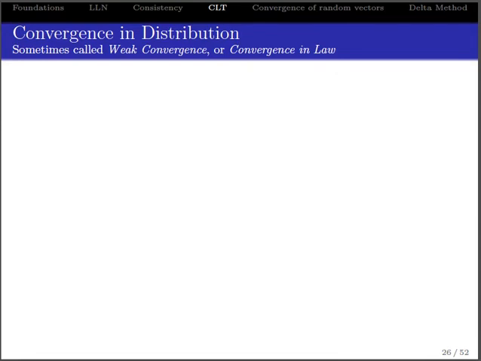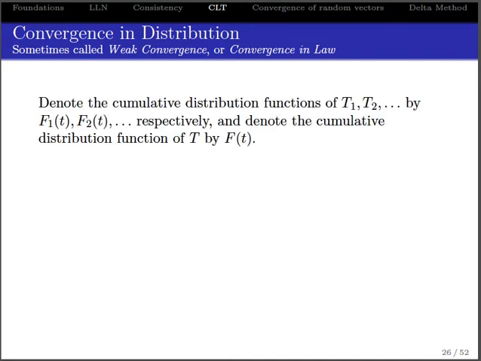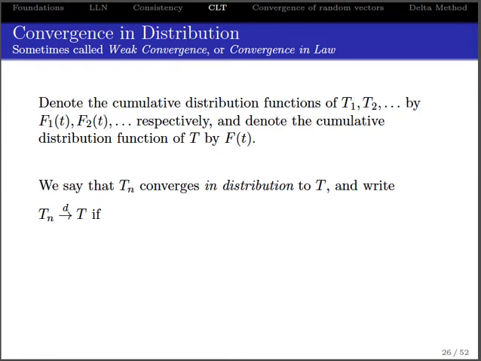The third mode of convergence is convergence in distribution. It's sometimes called weak convergence or convergence in law. Take a sequence of random variables and denote their cumulative distribution functions by F1(t), F2(t), and so on, respectively, and the cumulative distribution function of the target T by just F(t) without any subscript. Then we'll say that Tn converges in distribution to T, and write Tn goes in distribution to T.